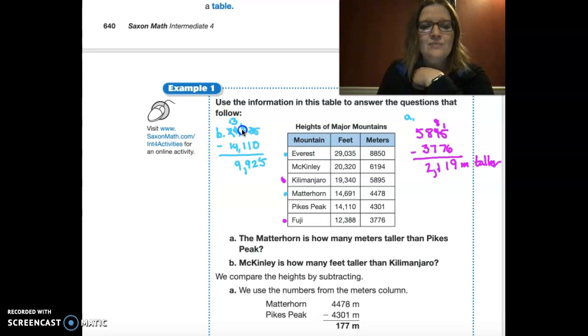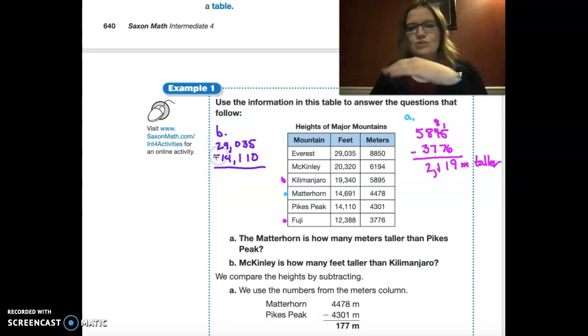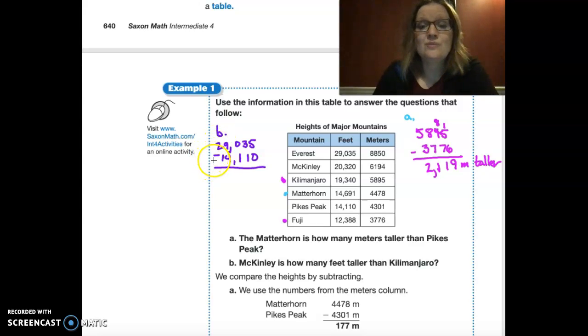Okay, now our next problem, I've got to do a little bit of erasing. Our next problem involves comparing Mount Everest with the Matterhorn, and that's part B. So here is Everest, and they're wanting it in meters. This is problem B, and Everest is 29,035 meters. And the Matterhorn is 14,110 meters. And they want to know how much taller Everest is in comparison to the Matterhorn.